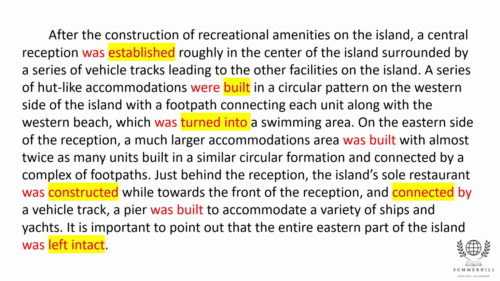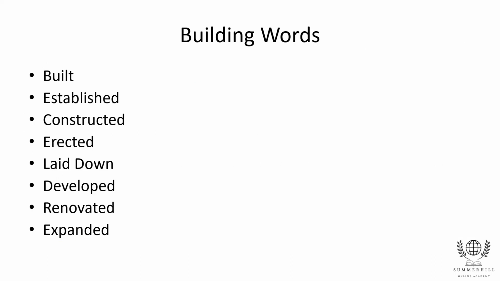Also, as we're using passive voice, we are using a variety of verbs. Sure, the verb built seems to be a verb that we might use, but we are also using other verbs such as established, constructed, turned into, connected, right? In addition to simply built. And these different verbs, apart from just built, are very useful, right? But they are quite precise, so they need to be used precisely as well.